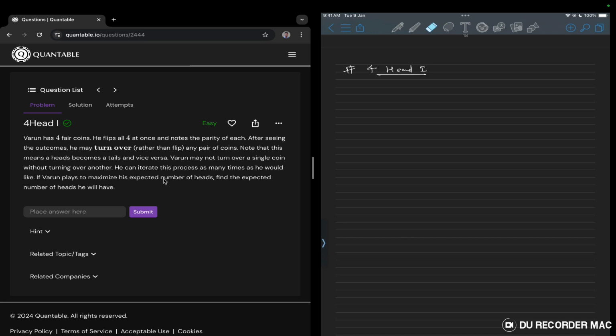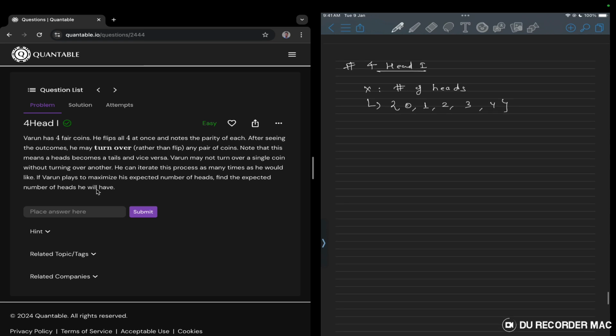If Varun plays to maximize his expected number of heads, find the expected number of heads he will have. So it's given that Varun is going to play optimally to maximize his expected number of heads. Here our random variable would be X, the number of heads. The different values X can take: he can get either 0 heads, 1 head, 2 heads, 3 heads, or 4 heads. So let's take all the scenarios separately.